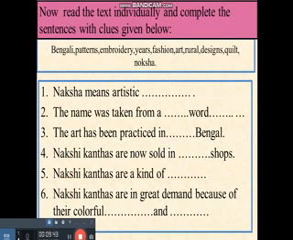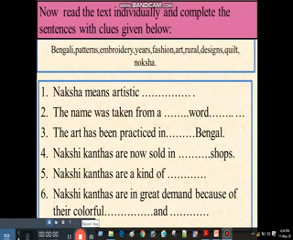So you have to complete the blanks with the above words. There are Bengali, pattern, embroidered, and so on. You have to use them to fill the blanks. I think you can do it. Please try. Okay, dear student, I think you have already completed the task with your own creativity, and now compare your answers with the following ones.